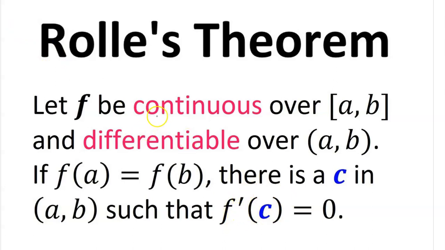The next 2 theorems involve the derivative of a function. So in addition to f being continuous, we need f to also be differentiable. So Rolle's theorem says if f is continuous over the closed interval from a to b and differentiable over the open interval from a to b, and if f at a is equal to f at b, then there is a c on AB where f prime at c is equal to 0.